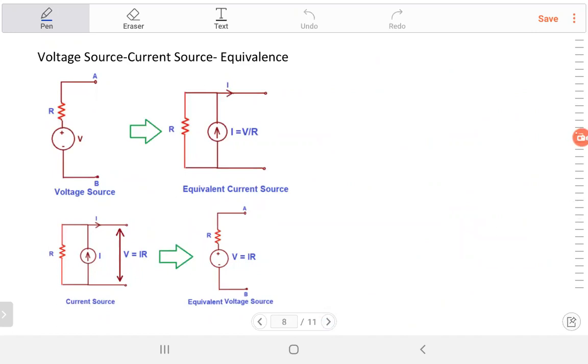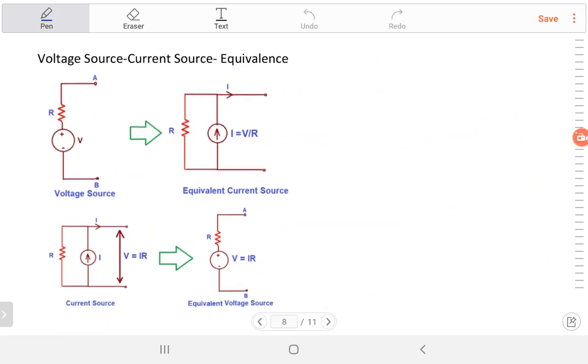Last lecture, I explained voltage source, current source equivalence, right? One in parallel, one in series. We know that. Let me review quickly. If you have a voltage source in series with a resistor, then you can convert it to a current source. You divide this V by R, you get the current value, and then this resistor, you attach it in parallel to the current source.